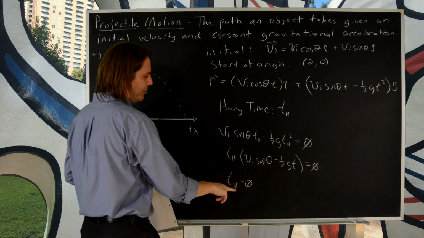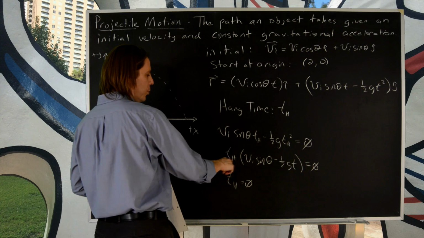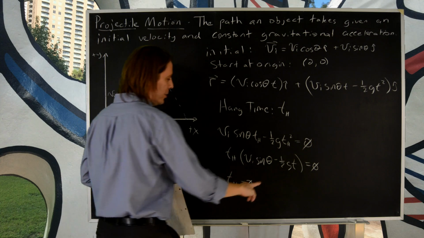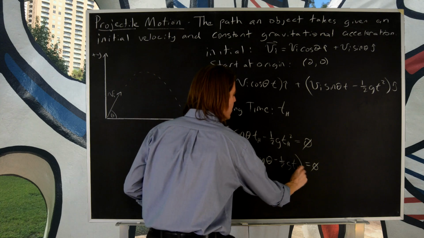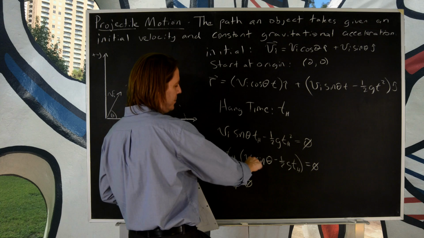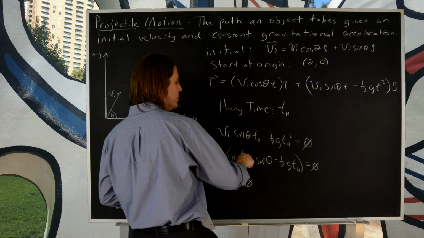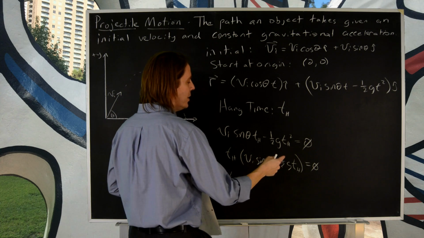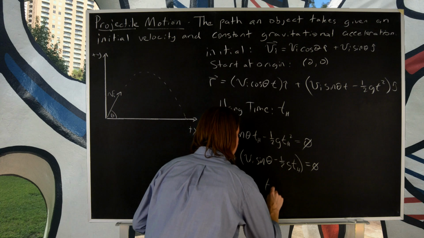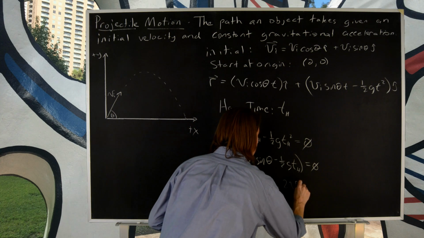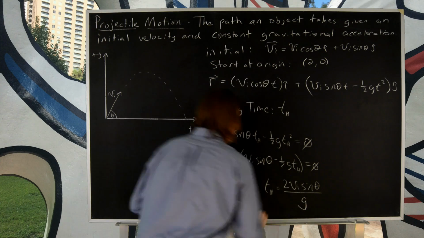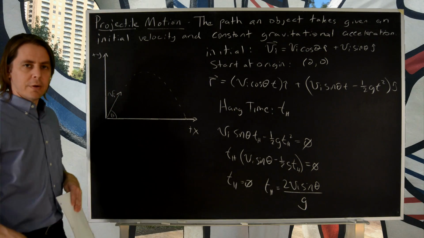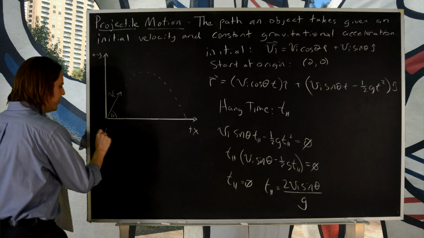So if that is going to be 0, the way to solve this is you assume one or the other is 0. So if this is going to be 0, v sine theta equals 1/2 g t_h. So the 2 would come over here: 2v sine theta over g. Right? So the hang time we want is 2 v_i sine theta over g. So let's put that one over here. We're going to put them over here as we collect them.